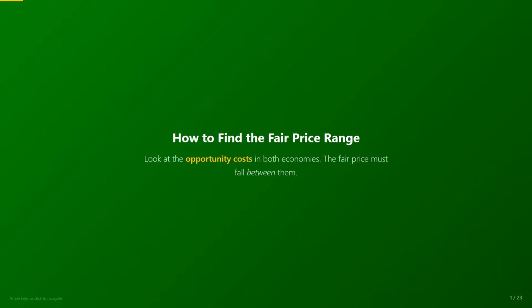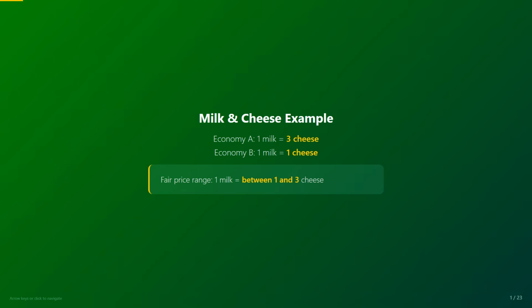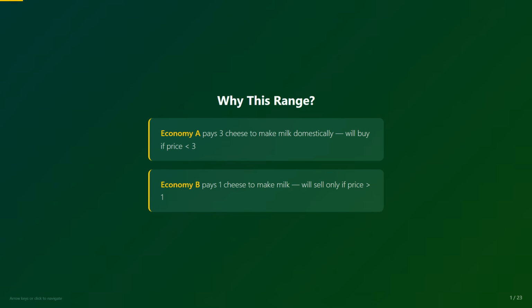Because in economy A, producing milk costs 3 tons of cheese. If it can buy milk for less than 3 tons of cheese, it's better off buying than producing itself. In economy B, producing milk costs 1 ton of cheese. If it can sell milk for more than 1 ton of cheese, it's better off selling. Any number between 1 and 3 is a fair price. For example, 2 tons of cheese per ton of milk, or 2.5, or 2.9. Any number in that range works.